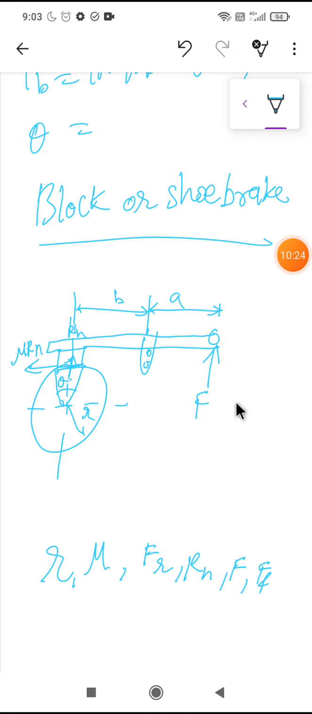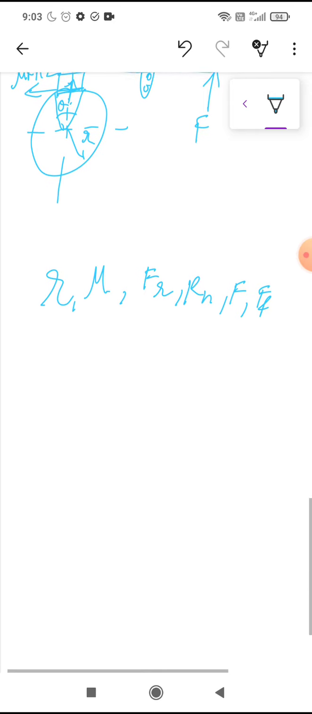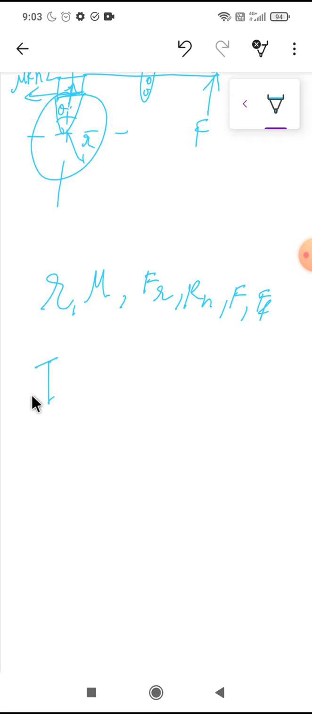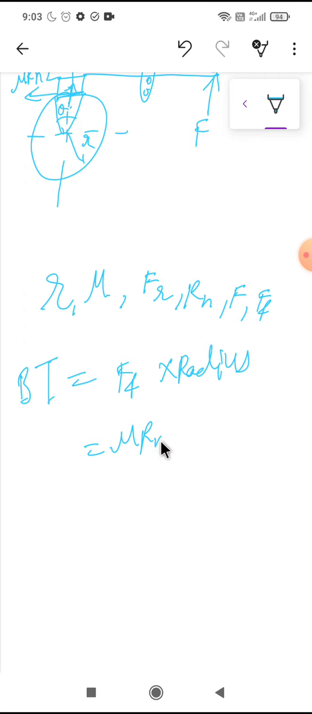Now let's assume the normal reaction force Rn and the friction force act at the midpoint of the block. So the braking torque, Bt, will be equal to the friction force, Ff, into radius, so it will be mu Rn into r. The direction of the friction force on the drum is opposite to that of the rotation, while on the block it is in the same direction.